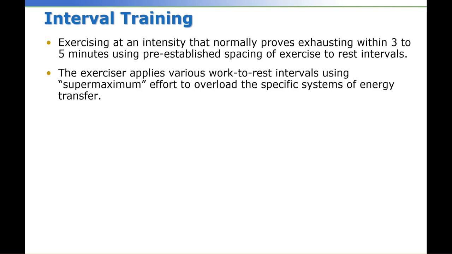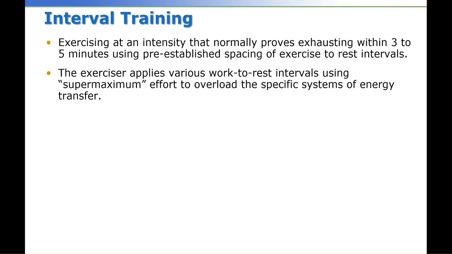Interval training. There's a small snippet in the book about this. It's not very large, but it talks about interval training, which is like HIIT, high intensity interval training. It is exercising at an intensity that normally proves exhausting within 3 to 5 minutes, using pre-established spacing of exercise to rest intervals. The exerciser applies various work to rest intervals using supermax effort to overload specific systems of energy transfer.